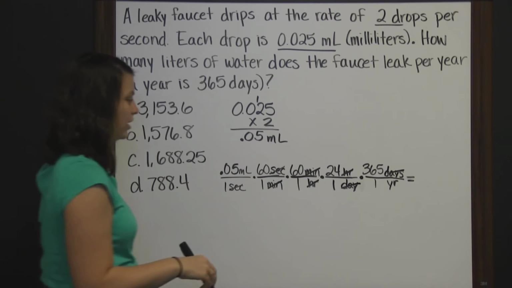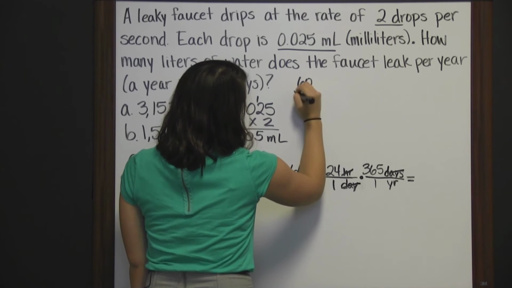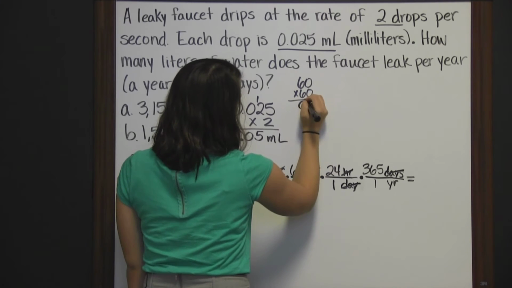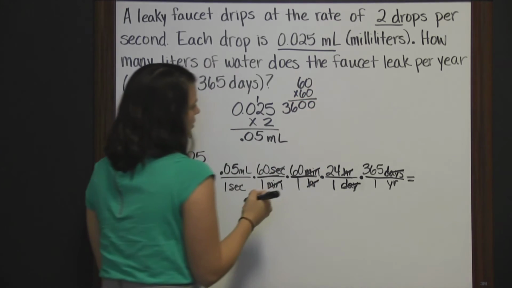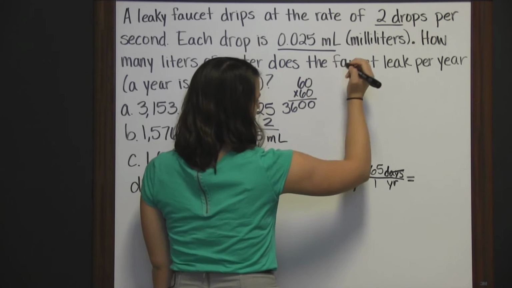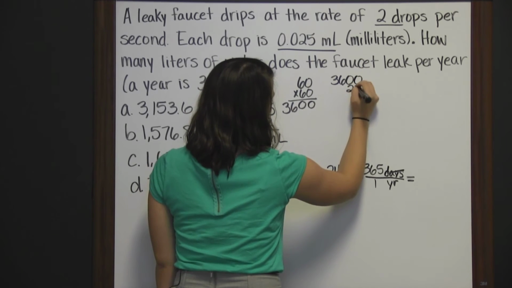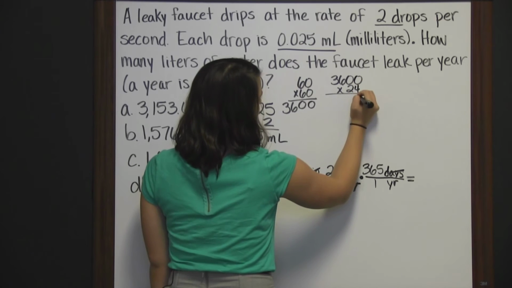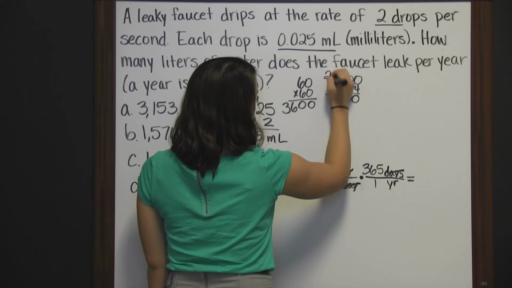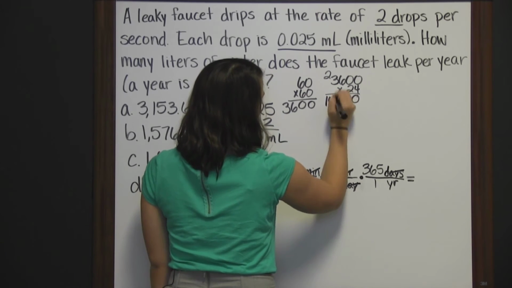So we can start anywhere. Say we could multiply 60 times 60 first. So 60 times 60, 6 times 0 is 0, 6 times 6 is 36, so 3,600, and then maybe multiply that times 24. 3,600 times 24. 4 times 0 is 0, 4 times 0 is 0, 4 times 6 is 24, carry the 2, 4 times 3 is 12, 13, 14.